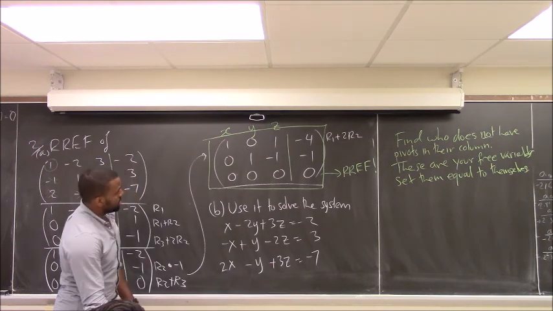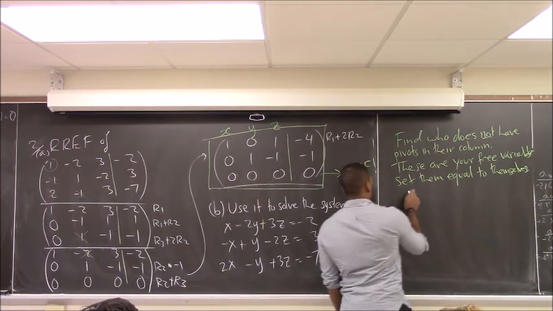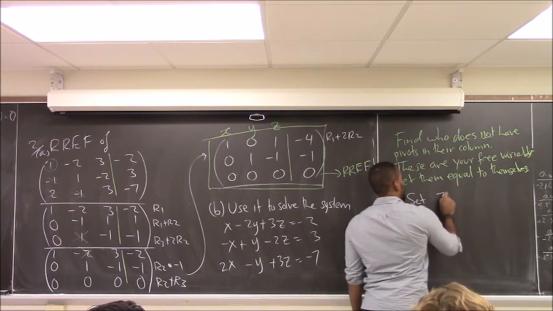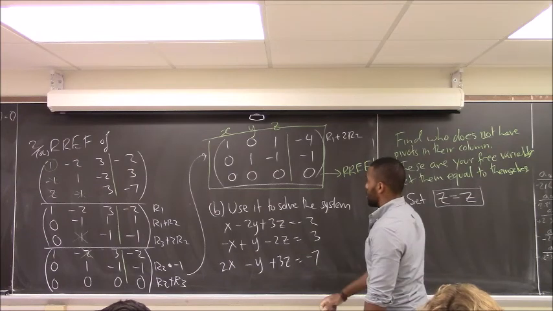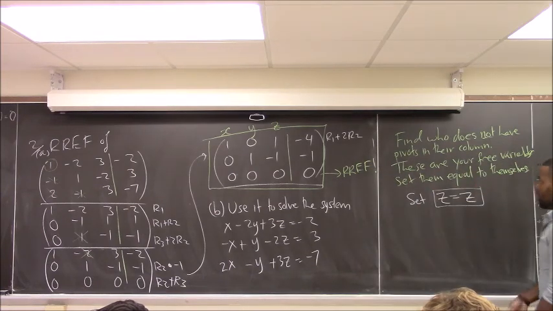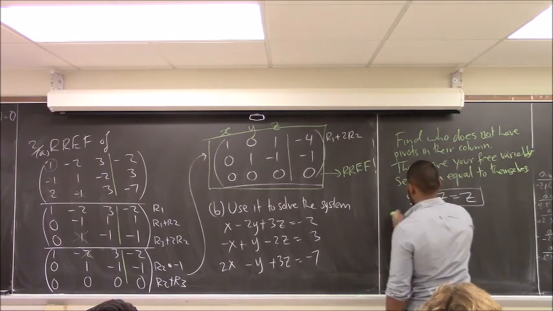So here, Z does not have a pivot, so I'm going to set Z equal to Z. That's going to be what that is. And then you solve for all other variables in terms of them.